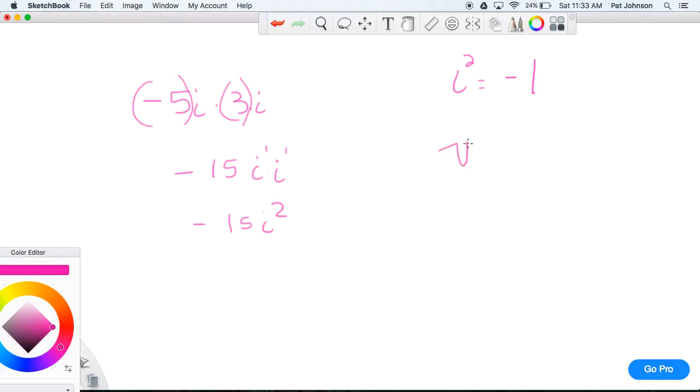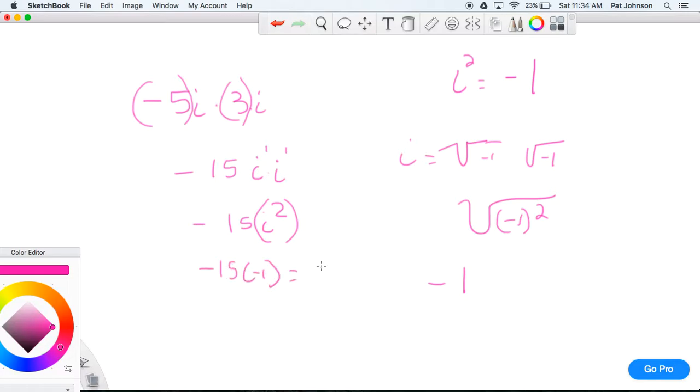Because i is equal to the square root of negative 1, if I have it squared, it's the square root of negative 1 squared, and the square root of that squared is negative 1. So then I can replace this. Negative 15 times negative 1, and I get 15.